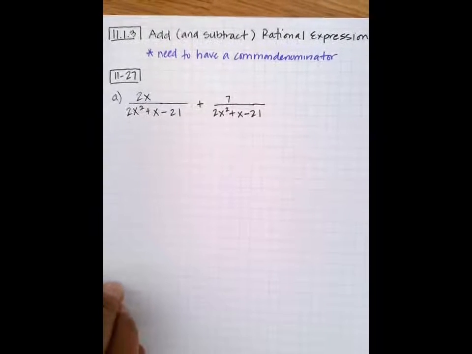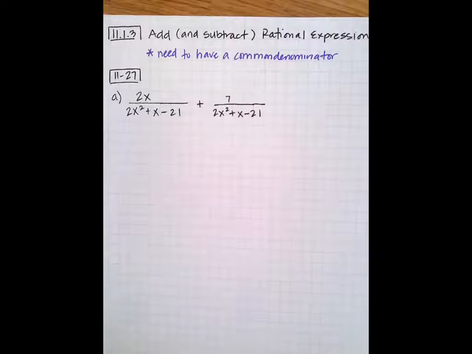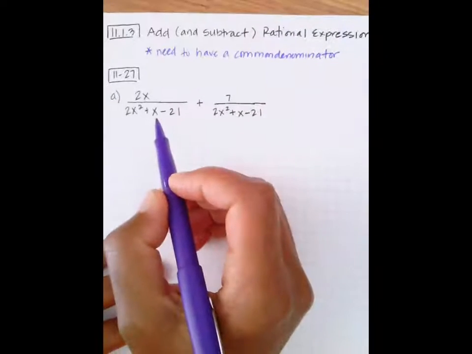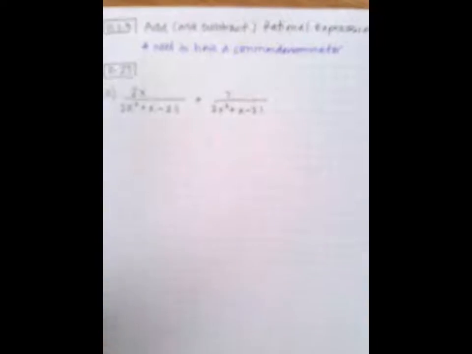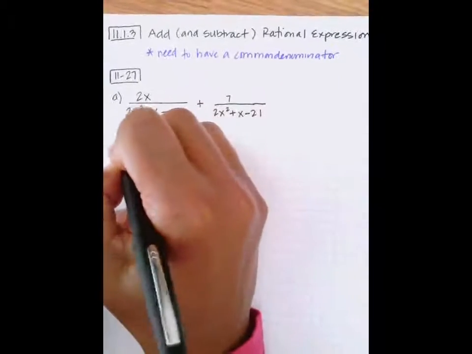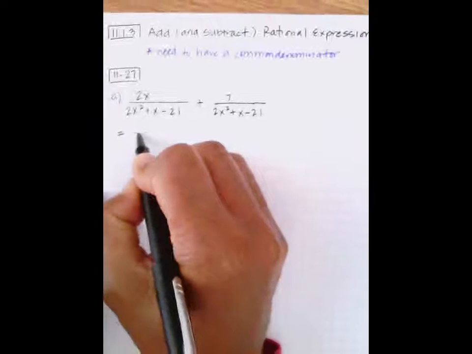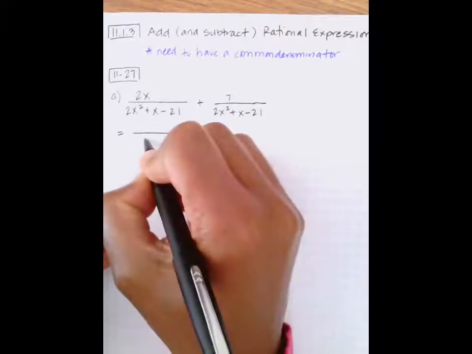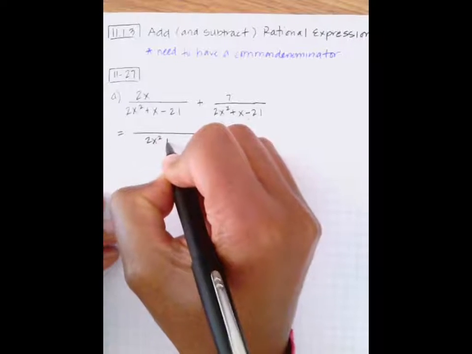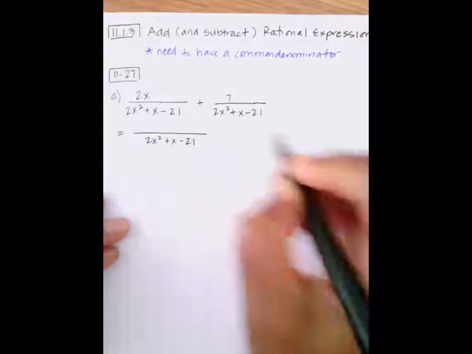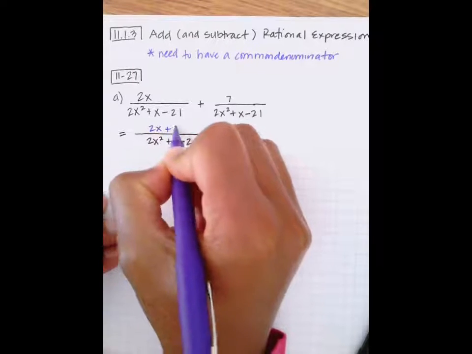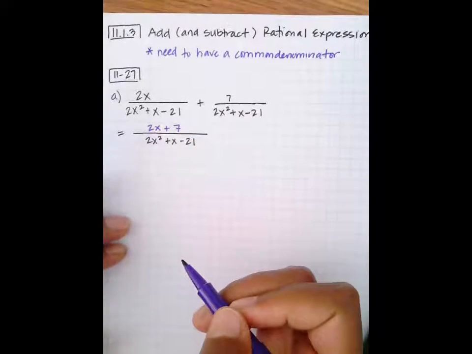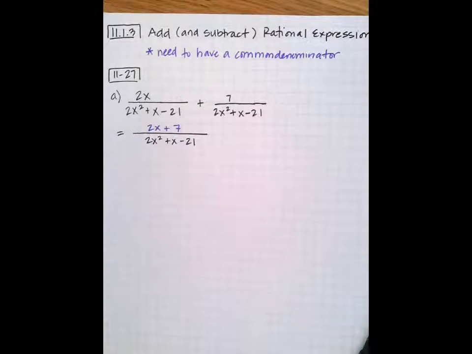For the first problem, problem 1127a, notice that these two rational expressions that are being added already have a common denominator. Therefore, to simplify these, since the denominator is already the same, we can think about rewriting this over one denominator, and now we can add their numerators, which in this case is 2x plus 7. Now, it is important to always check, though, could I potentially simplify this further?